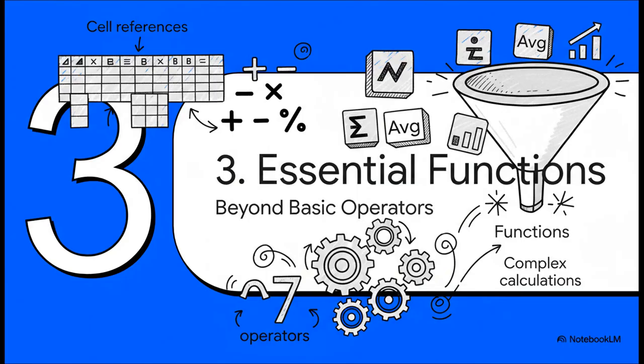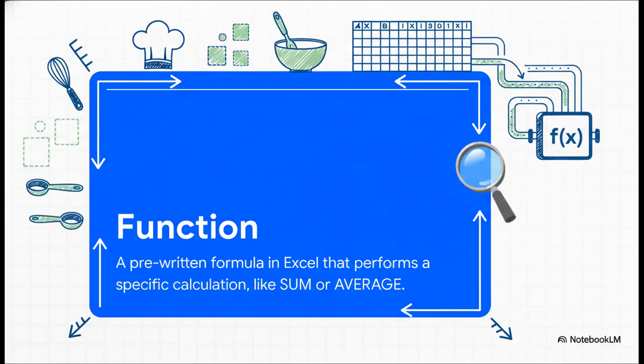Okay, so we've got our operators down, we've got cell references. Now it's time to level up to functions. Think of these as Excel's built-in power tools that do the complex calculations for you. To put it simply, a function is just a named recipe for a calculation. Instead of typing out all the individual steps, you just use the function's name, like SUM, and tell it what ingredients or which cells you want it to use.